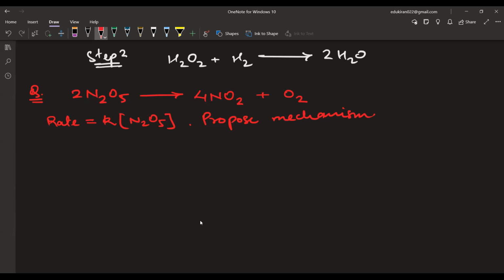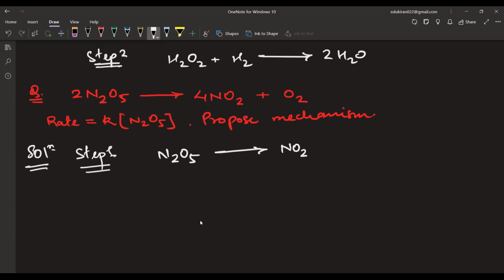Done. What will be the first step? The slowest step will be number 1. Step 1: the N2O5 will be there only, and it dissociates into 2, one is NO2 and the other is NO3. This is your slow step.